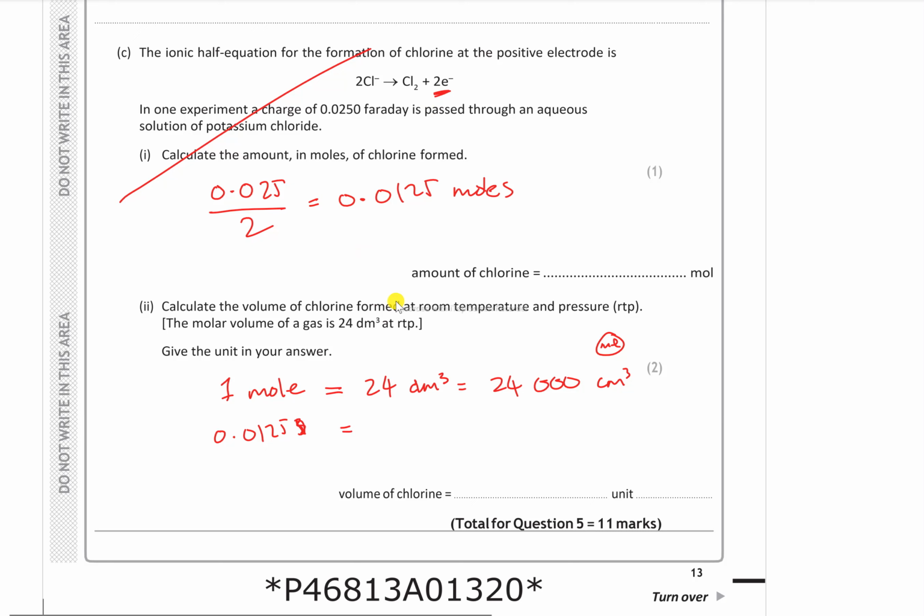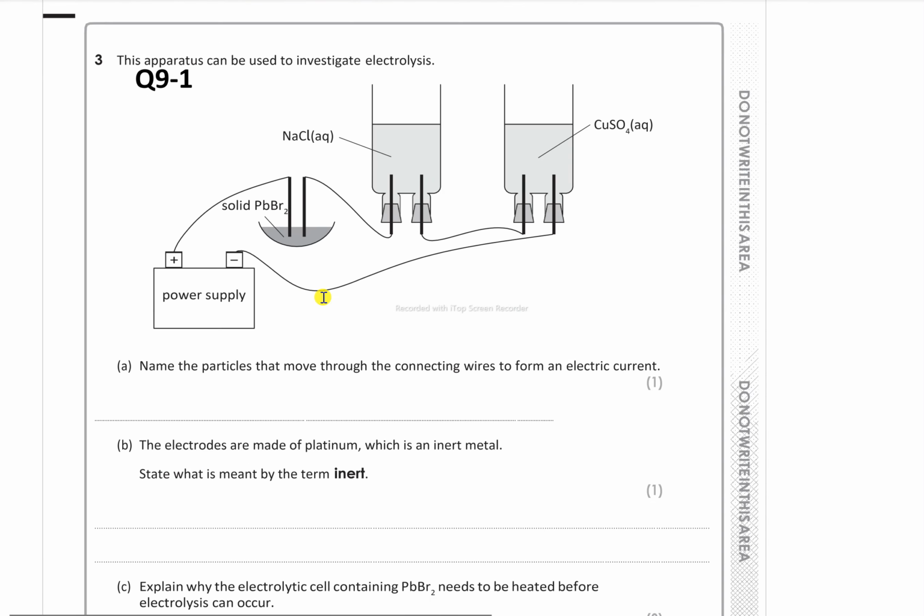Now, how many decimeter cubed will it be? So it'll be 24. Okay, so we can write 24,000 times the number of moles, which is 0.0125, and that should give 300 centimeter cubed. There you go.